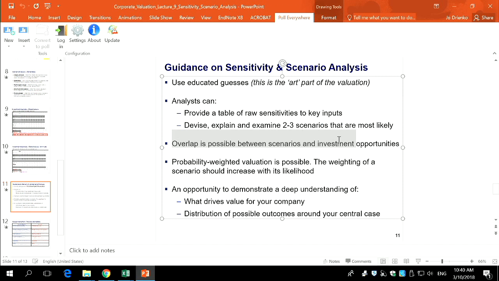They can overlap, right? Probability weighted approach sort of makes sense when you're trying to reduce everything into a single number. The weighting should be based on the likelihood, and that is very subjective.